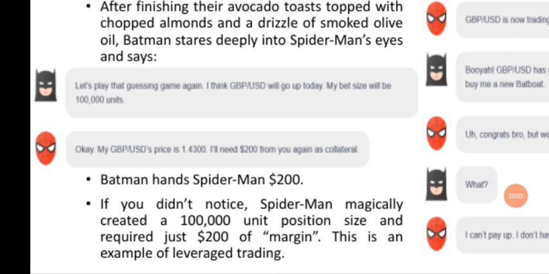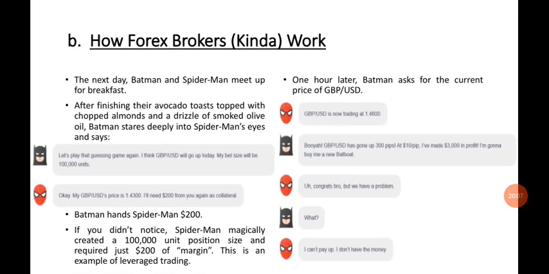To which Batman hands Spider-Man the $200. If you didn't notice, Spider-Man magically created a 100,000 unit position size and required just $200 of margin. This is an example of leverage trading.